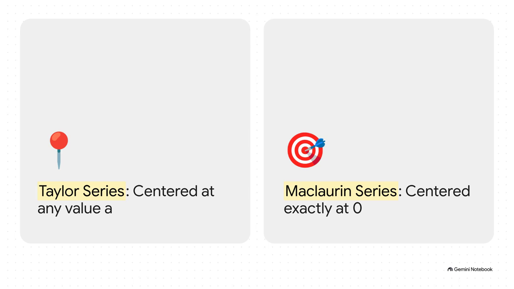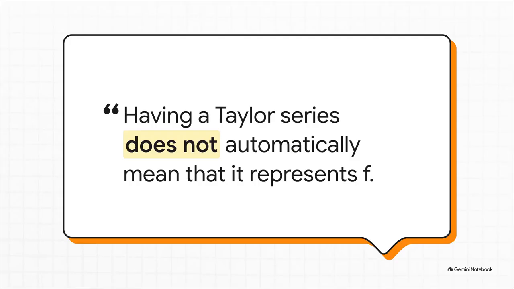But if we decide to center our series specifically at 0, meaning a equals 0, it gets VIP status and its very own special name, the Maclaurin series. So a Maclaurin series is really just a Taylor series that happens to be centered at 0. Simple as that. Okay, brace yourself, because here is the major plot twist of our mathematical detective story. Having a Taylor series does not automatically mean that it represents your function. Take a second to let that really sink in. Just because a function is infinitely differentiable, and just because we went through all the hard work of successfully building this beautiful Taylor series, it doesn't actually guarantee that the infinite series mathematically equals the original function.